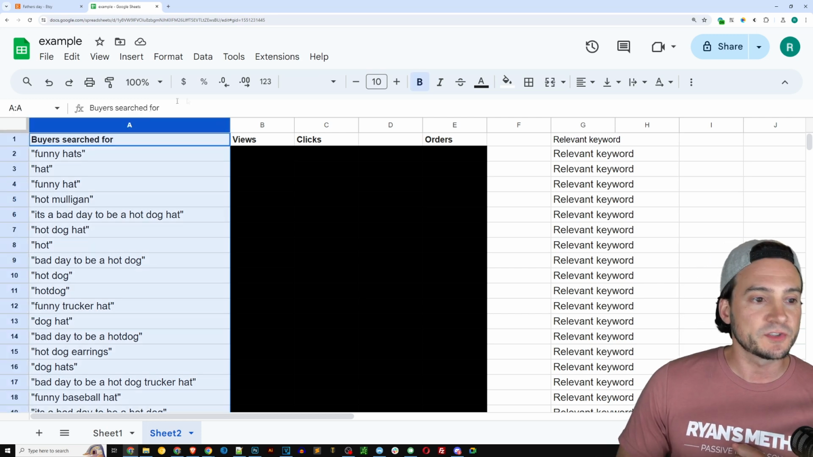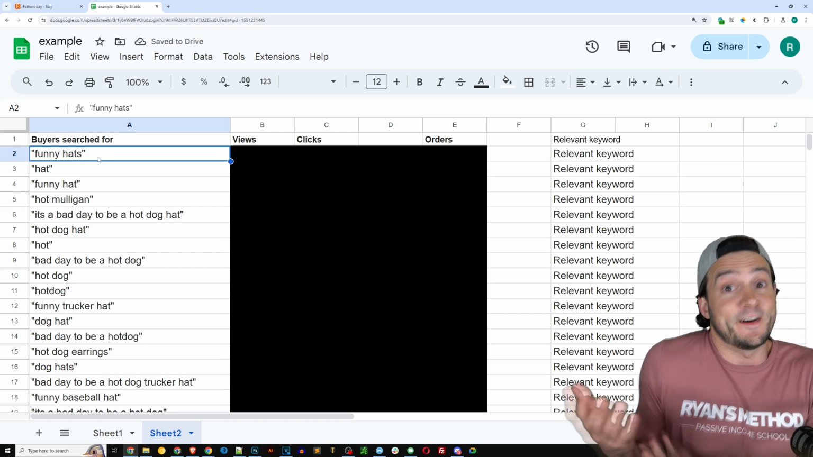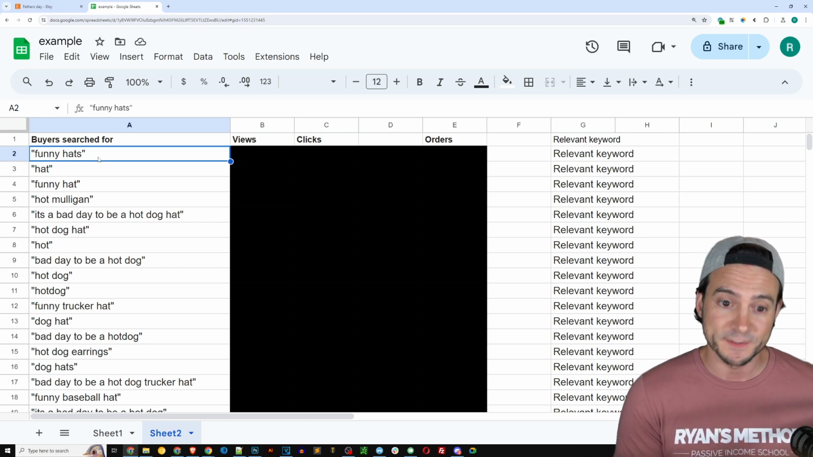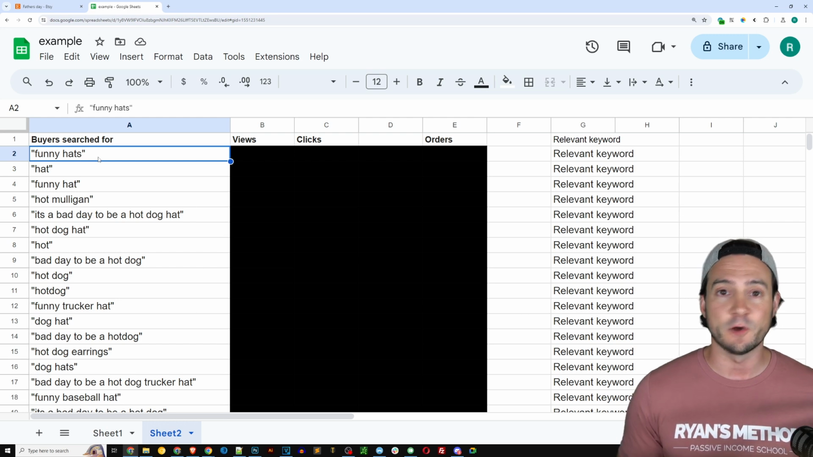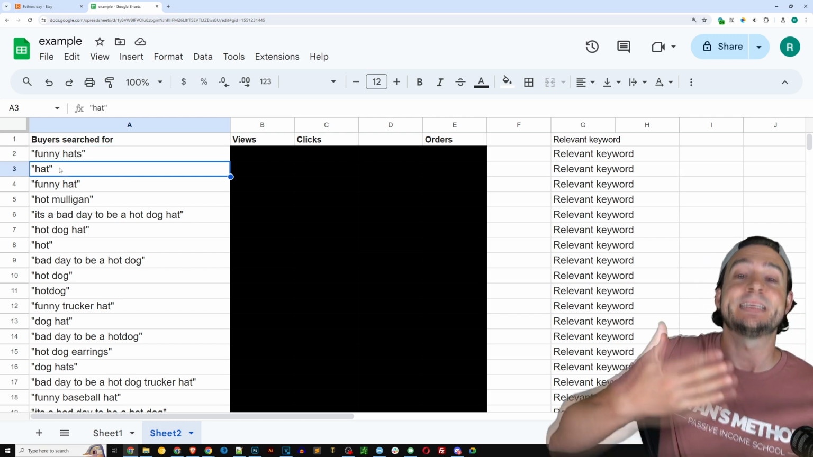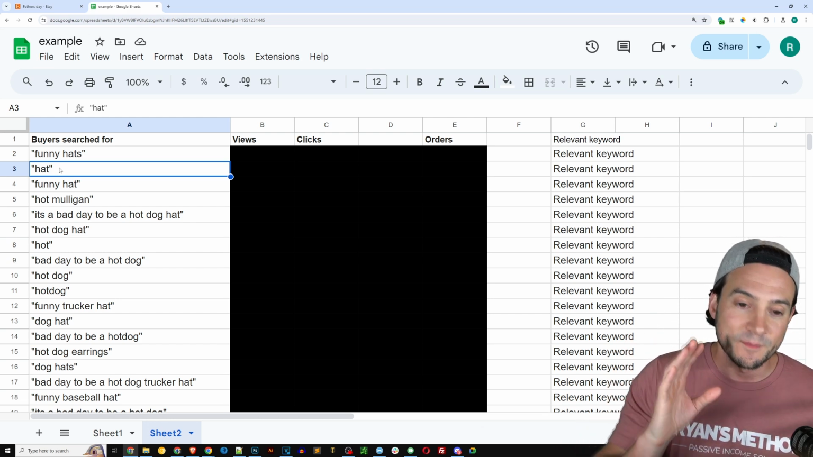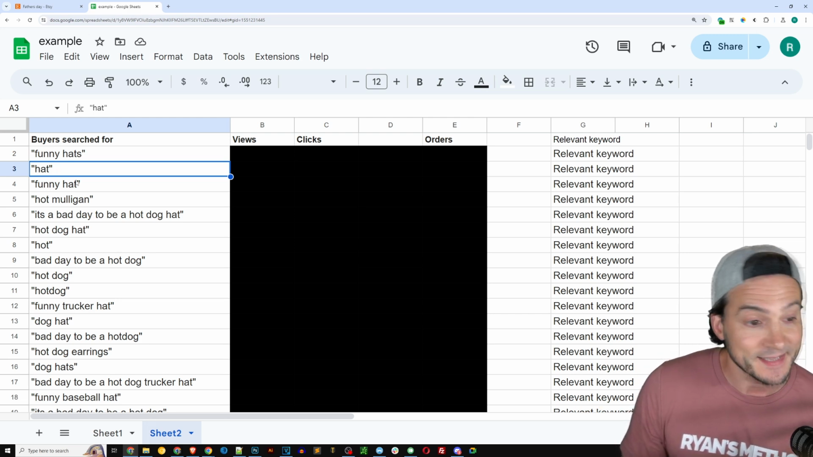So check this out. Let's look at the search terms. First one, funny hats. That's not helping, right? Well, though it is a funny hat, and if I could rank number one when people type in funny hats into Etsy, that would be incredible. Next one, hat. Again, not very specific. It's not teaching me anything about the theme of this video, which is product discovery. But of course, that's a relevant search term in a sense.